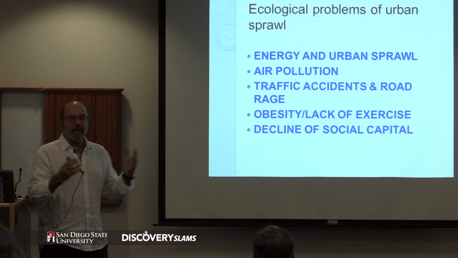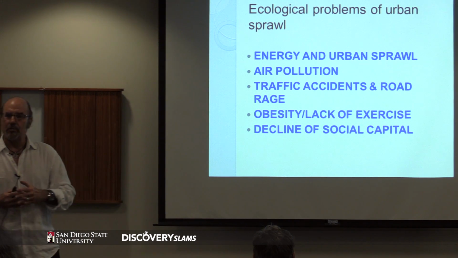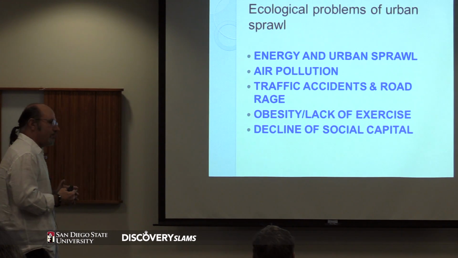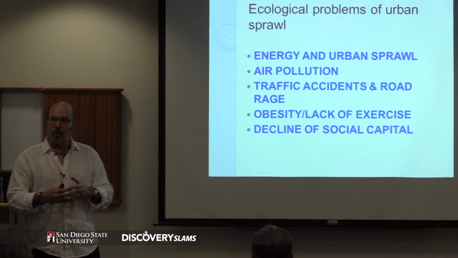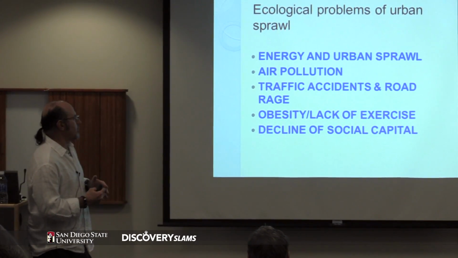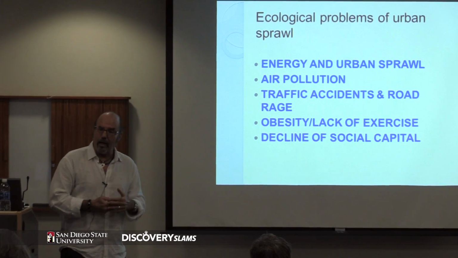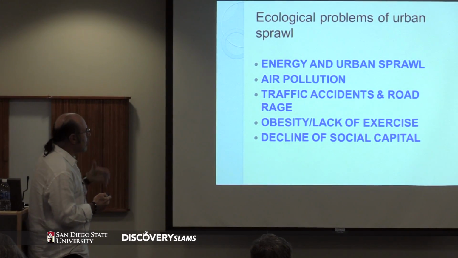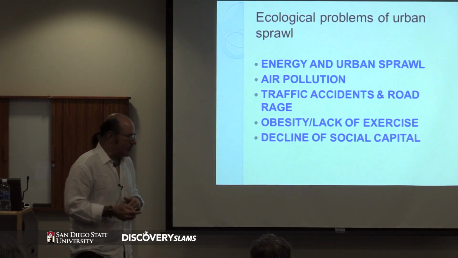So, many ecological problems associated with urban sprawl. The literature on suburbs is quite voluminous. The biggest problem, of course, is the physical form of the suburb and the fact that one has to move by the automobile mainly, which is no longer sustainable as we know it today. But there are other problems that I highlight in the book, including air pollution, traffic accidents, the problem of obesity, and what we call the decline of social capital.